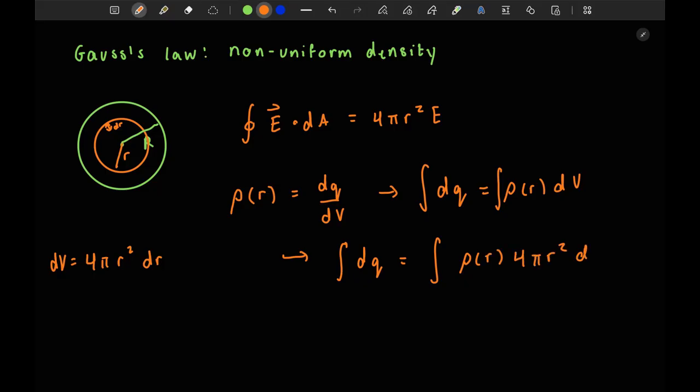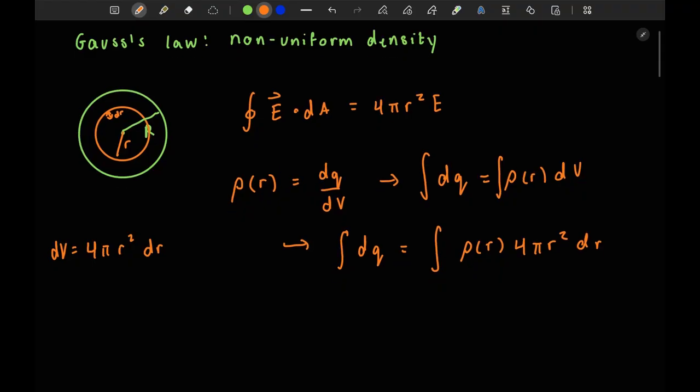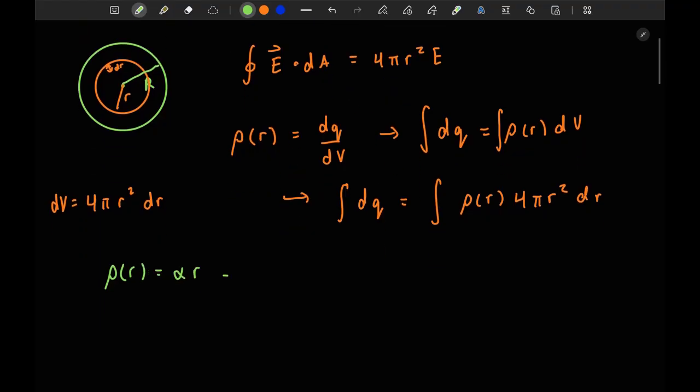And now we can make things concrete. Suppose we're given a particular density. For example, I could say rho of r is equal to alpha r. Then I can say that my charge enclosed as a function of r less than big R is equal to the integral from 0 to little r of alpha r times 4 pi r squared dr.